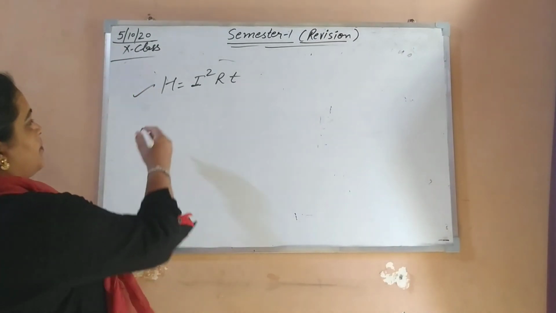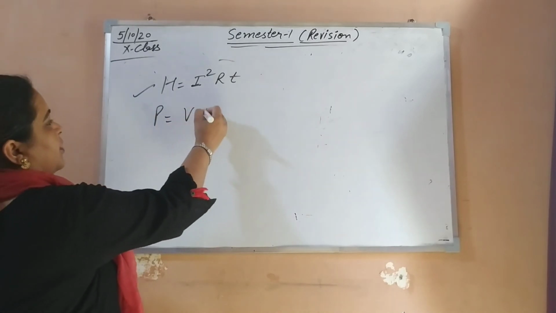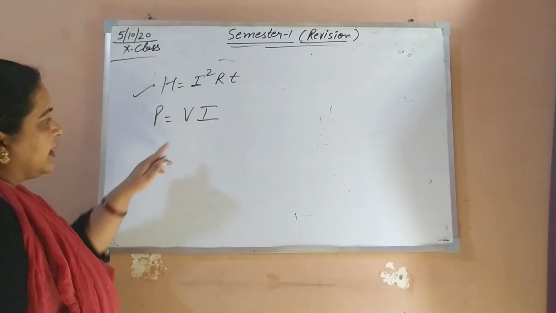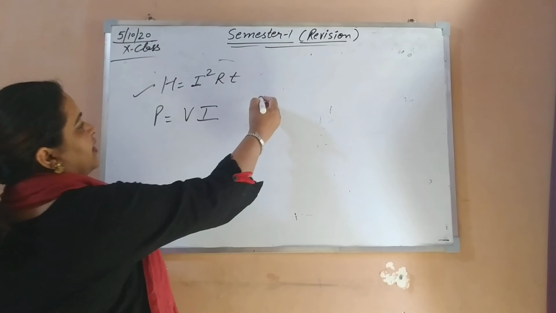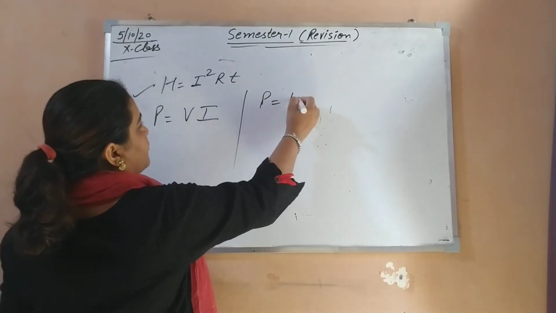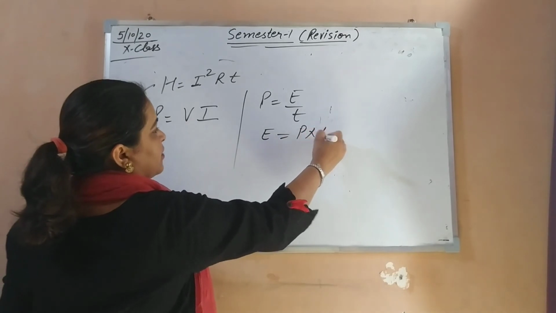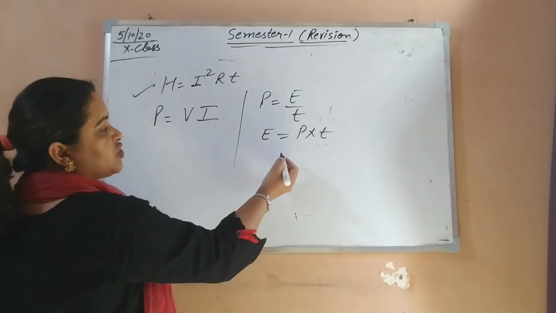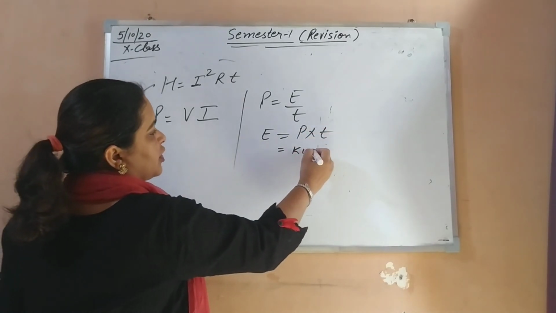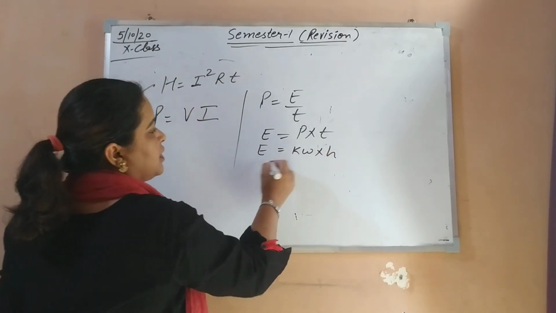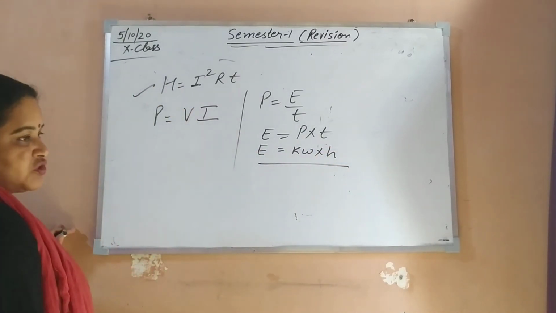And the last is power. Power is calculated by P is equal to V into I electrically. And earlier we have done power is equal to rate of transfer of energy also. So from here, when you calculate energy, that becomes power into time. It is commercial energy, so power should be in kilowatt and time should be in hour. So it is a commercial energy.